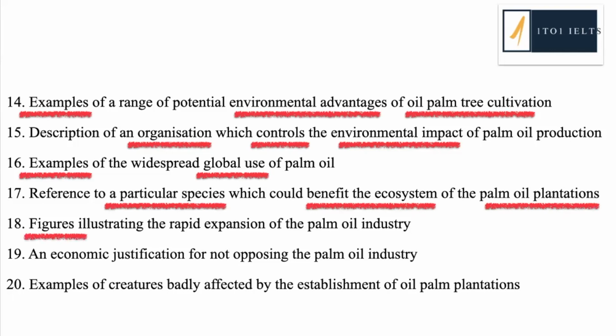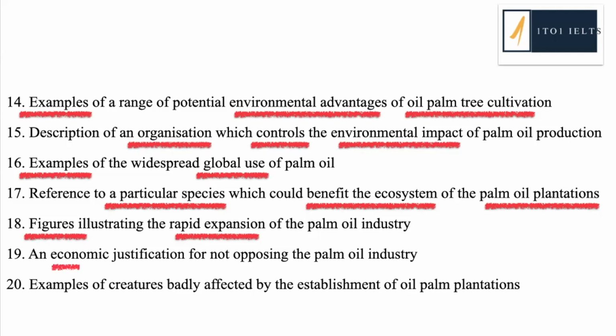In 18, we've got a very, very important word here that says figures. That means we're looking for statistics, and again, we're looking for more than one statistic. These statistics are going to be about rapid expansion, so like very fast growth.